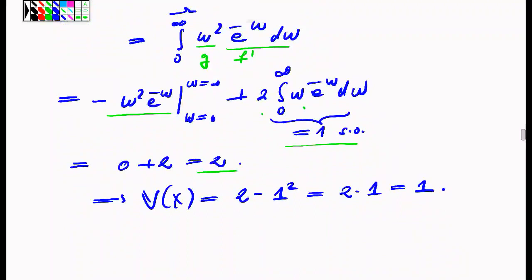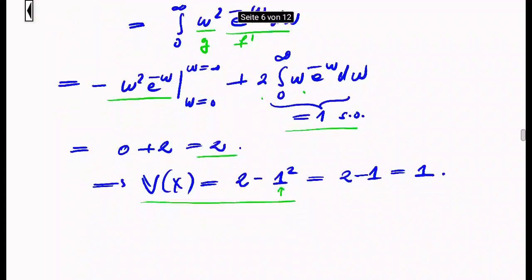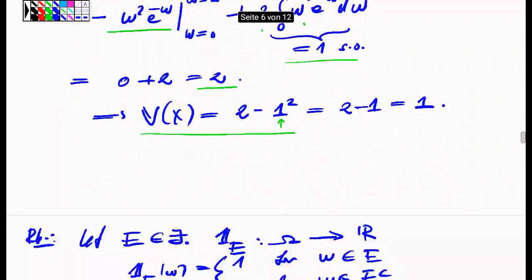So by the formula above, we obtain that the variance of an exponential distribution is 2 minus the expected value squared, which was 1. So we get 2 minus 1, which is 1. So the conclusion is that the variance is 1.